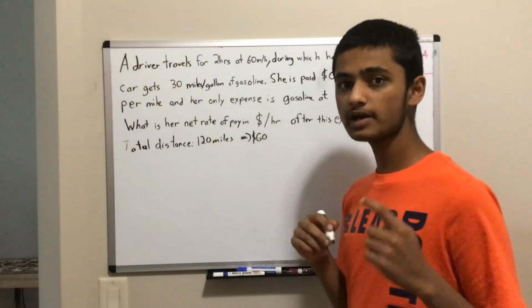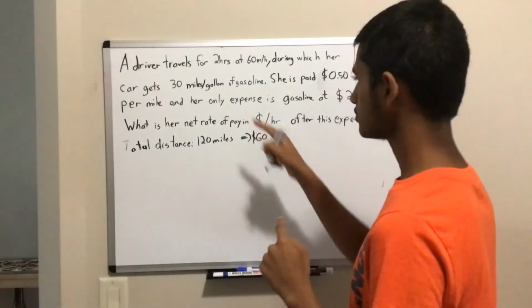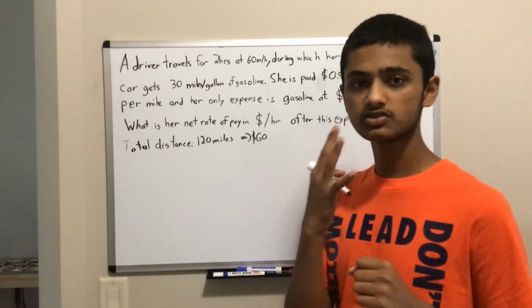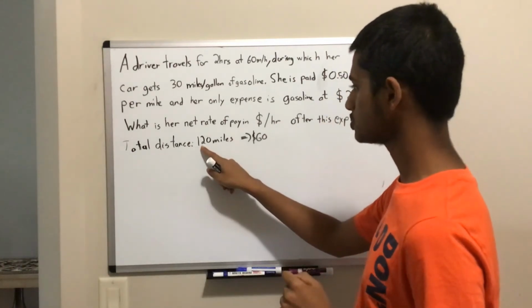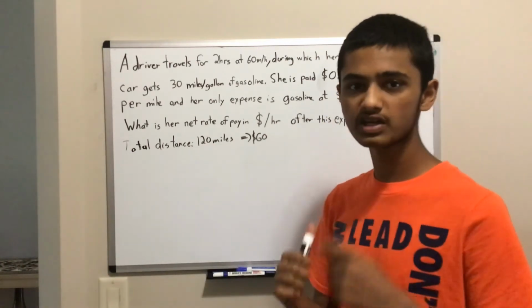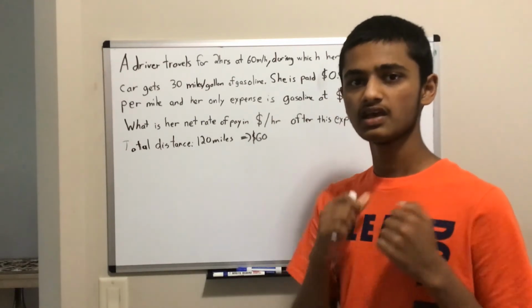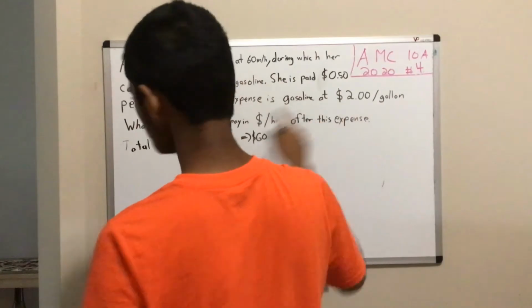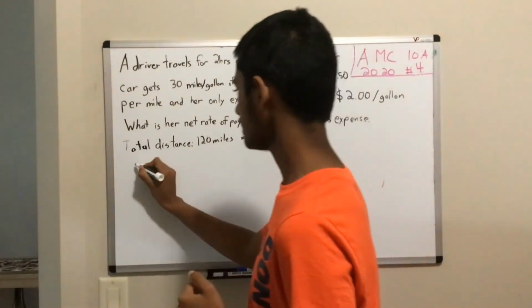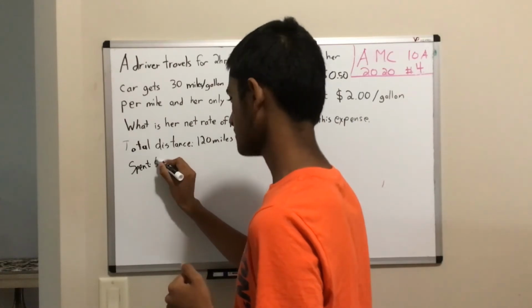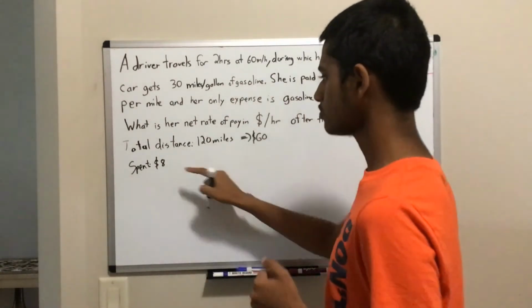Now we need to calculate her expense. And we see that she gets 30 miles per gallon, meaning that she needs 4 gallons of fuel because she's traveling for 120 miles, and 120 divided by 30 is 4. And the price of each gallon of gas is $2, as shown over here, meaning that she spends a total of $8 on expenses.